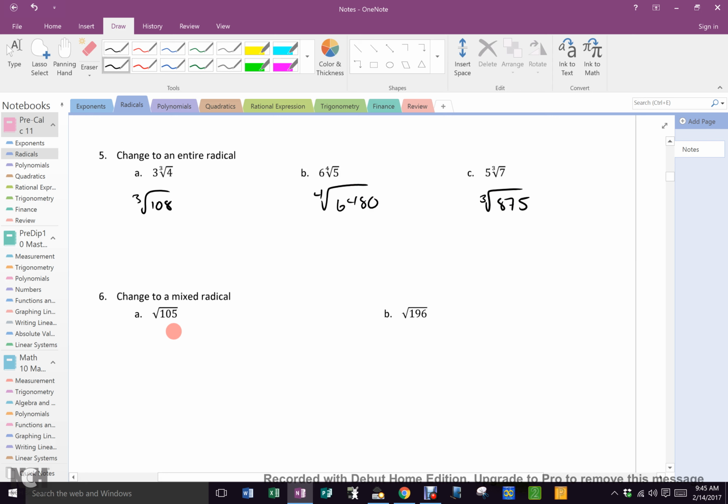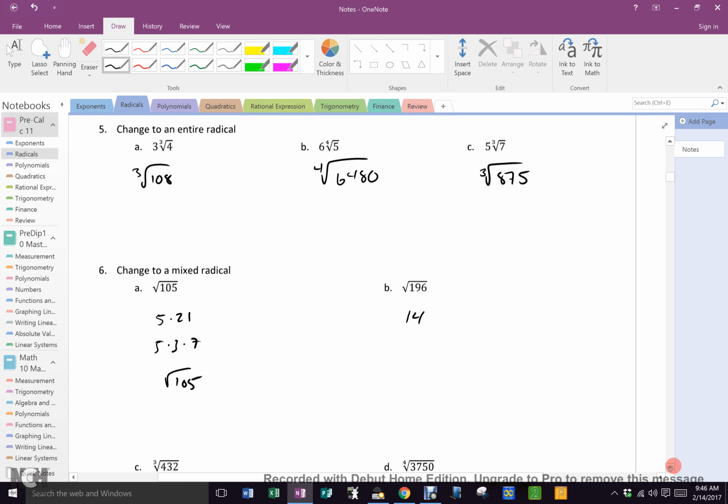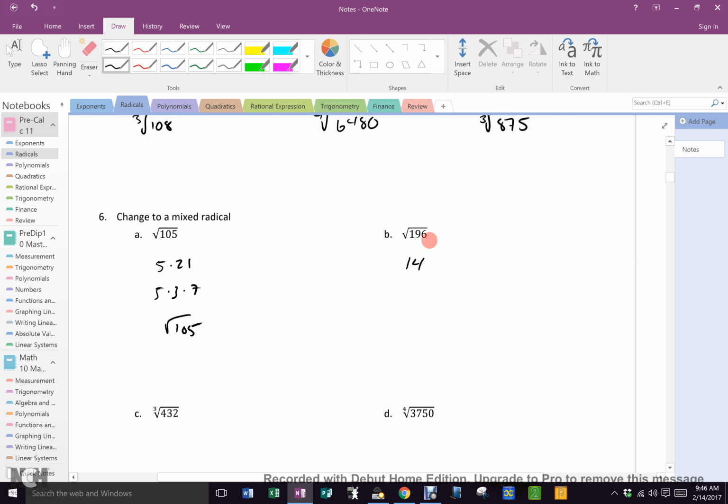Change to a mixed radical. Square root 105. Doesn't change. You cannot do that because it's 5 times 21, which is 5 times 3 times 7. No pairs. So it's already done. This one is 14 because that is 14 times 14. You take out the pair.